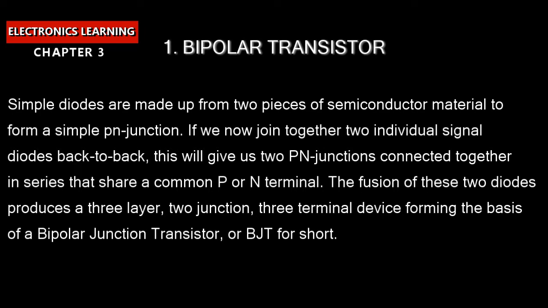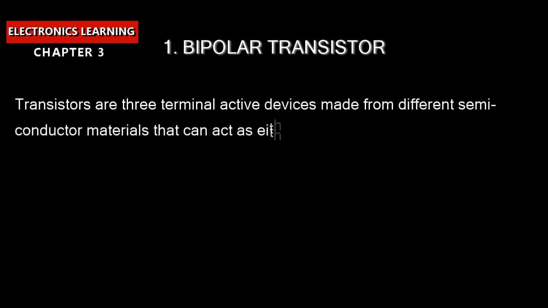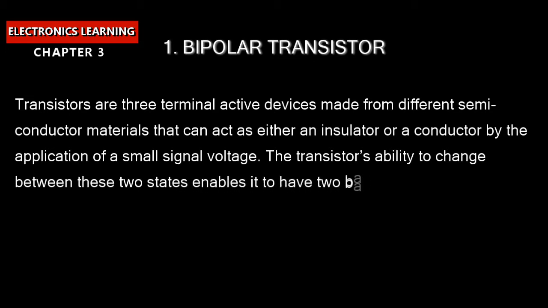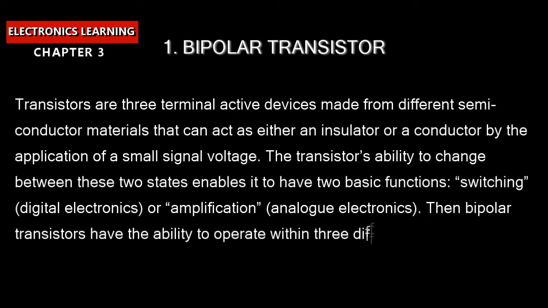or BJT for short. Transistors are three-terminal active devices made from different semiconductor materials that can act as either an insulator or a conductor by the application of a small signal voltage. The transistor's ability to change between these two states enables it to have two basic functions: switching, digital electronics, or amplification, analog electronics. Then bipolar transistors have the ability to operate within three different regions.